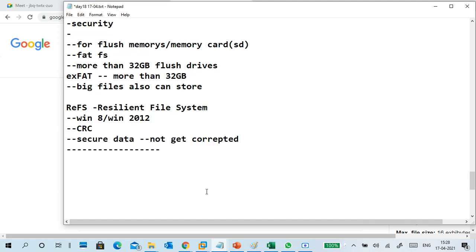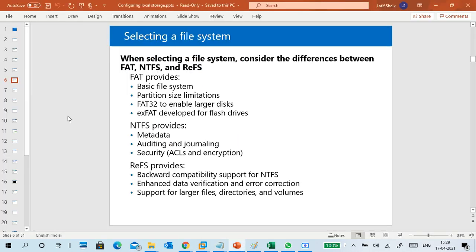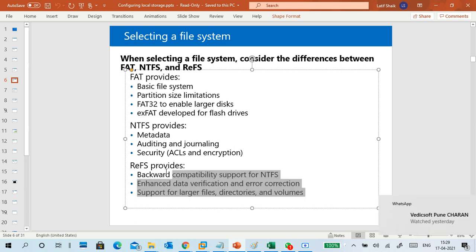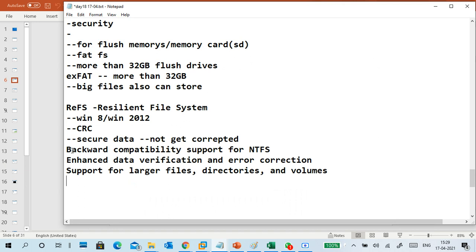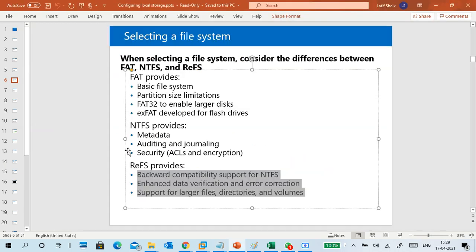Next, as per your PPT, this PPT is not provided by anybody else. This is a Microsoft-related PPT, which gives FAT, exFAT, NTFS, ReFS related things. It has backward compatibility support for NTFS, meaning if you format as ReFS, you can go back to NTFS again. Enhanced data verification and error correction, support for larger files, directories and volumes also. It is very new, that's why I put it.